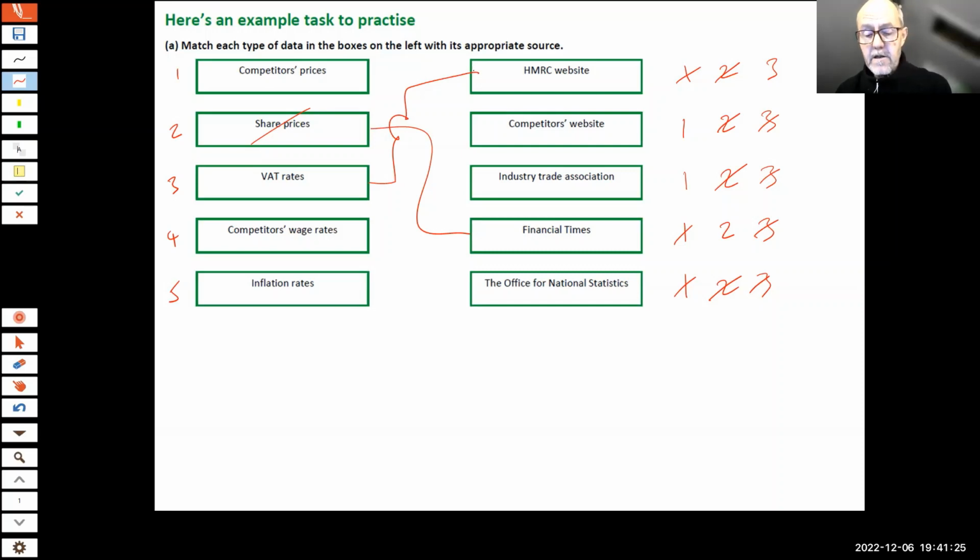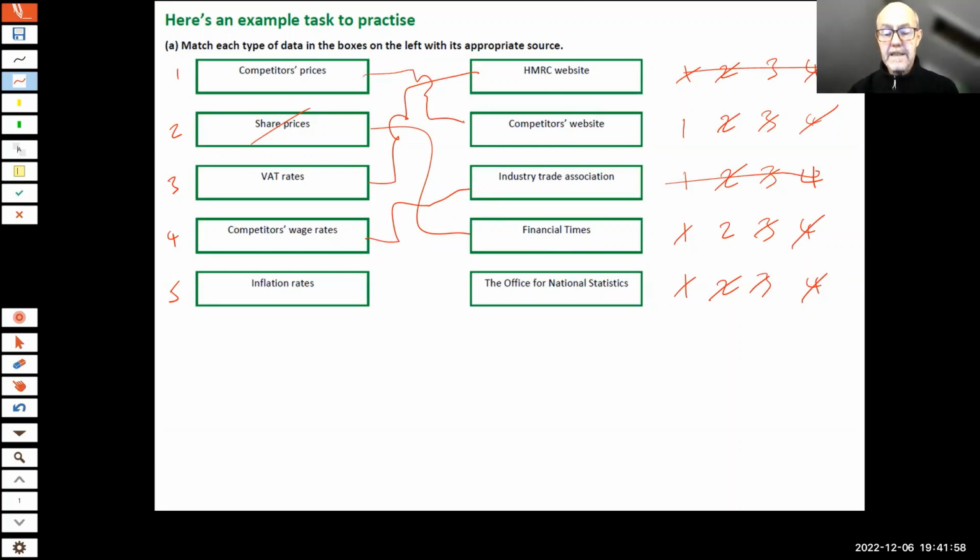So competitors' wage rates. HMRC are not going to be able to help, but they're done anyway. We've done that. Competitors' website, they're not going to want to tell you that. The Trade Association certainly will. FT won't. The ONS won't. So there we go. We've done another one. And that also means that only leaves us competitor's website for that one, which we might have picked anyway.